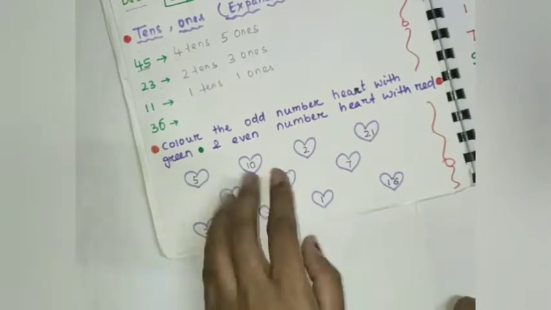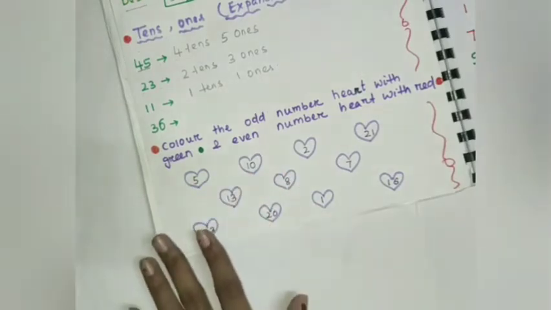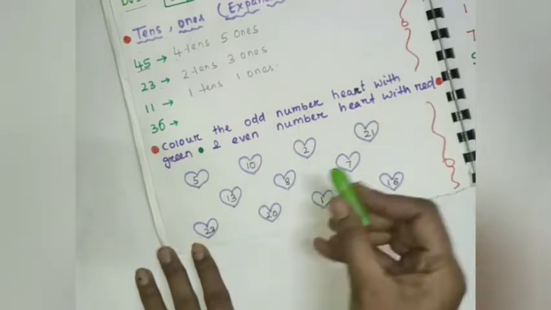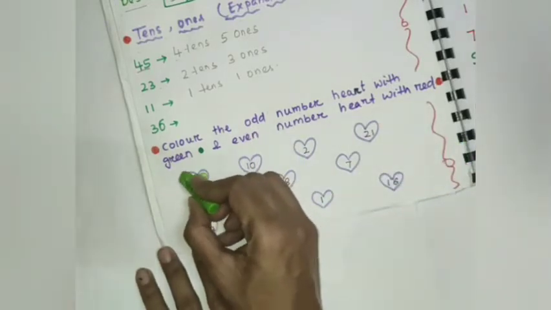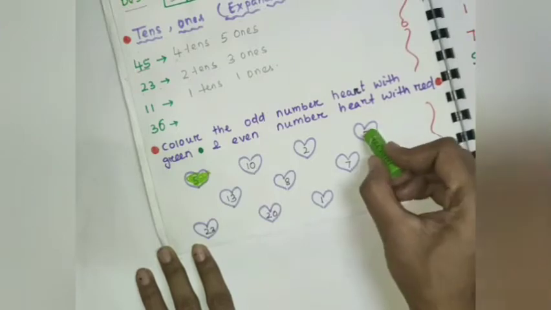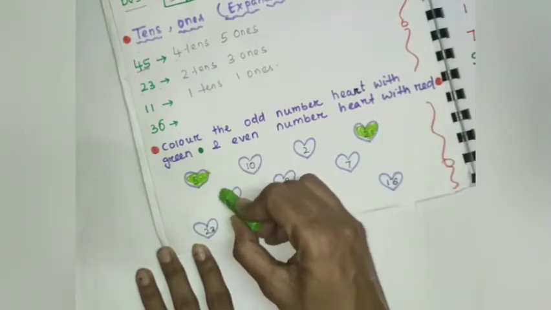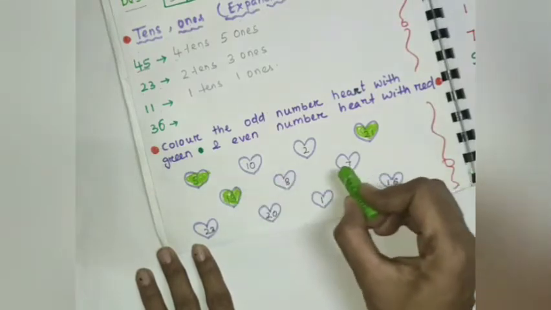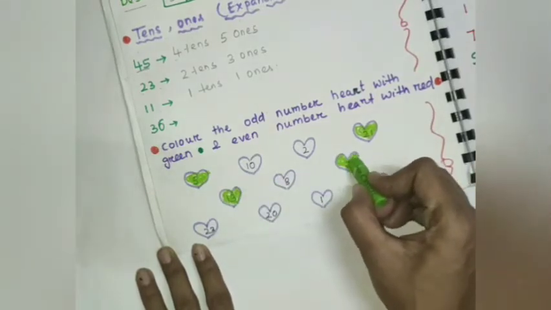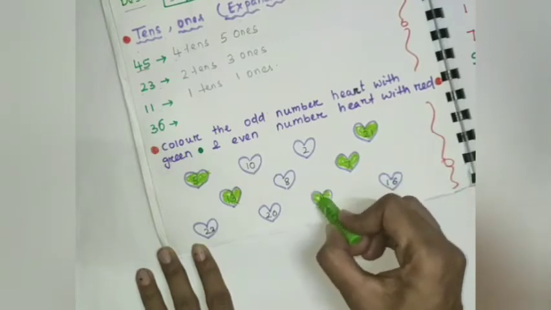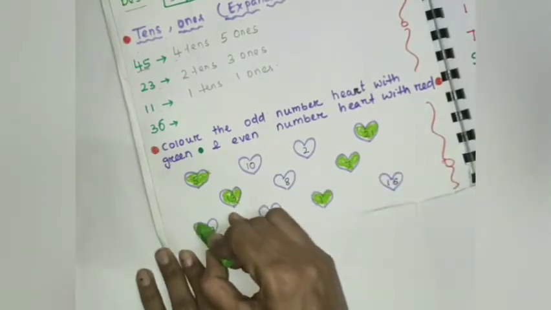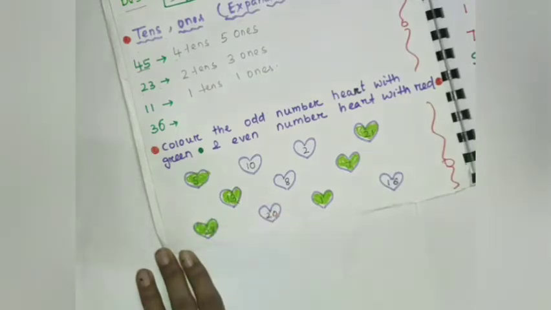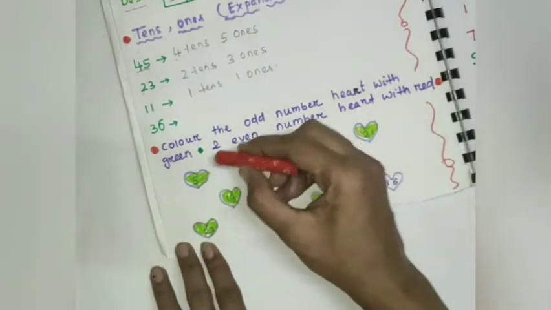Here color the odd number hearts with green and the even number hearts with red. Now do you know which one is odd or even? Every number which is divided by 2 is even, and which is not divided by 2 is odd. Or otherwise, everyone has a pair, a partner. So if one has no partner, it's odd. Two is a pair, 1 and 1, so it's an even one.